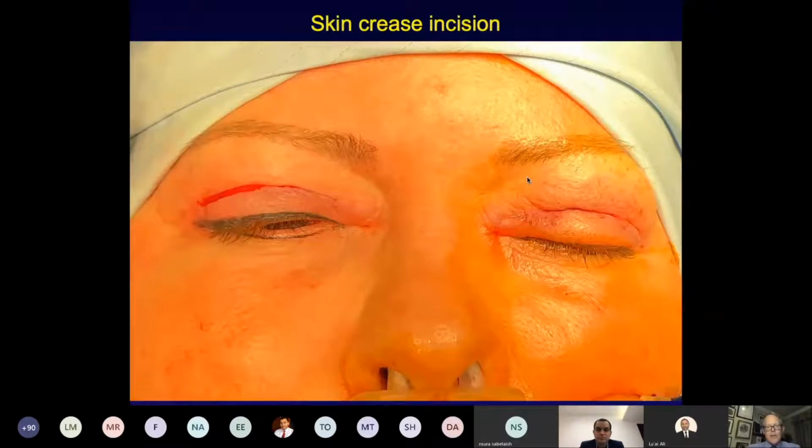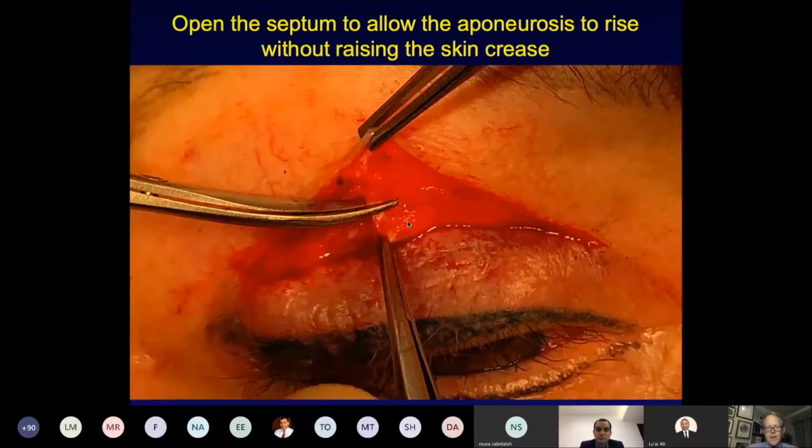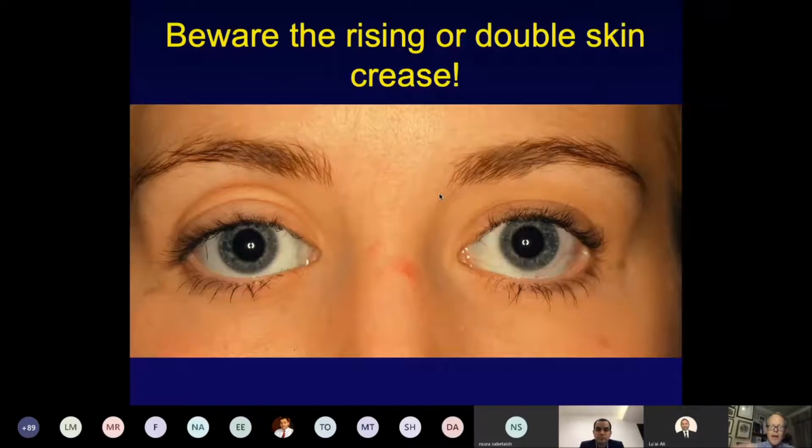So here's a lady, we do a lid skin crease opening, and we identify the tarsus here, and then we're going to start to take the aponeurosis off the tarsus. All right, so what have we got here? First of all, I'm going to open the septum. And the reason that we open the septum when we want to lower a lid is that if you're not careful, the lid will come down, but the skin crease will be pulled up. And there's one thing that patients don't like.